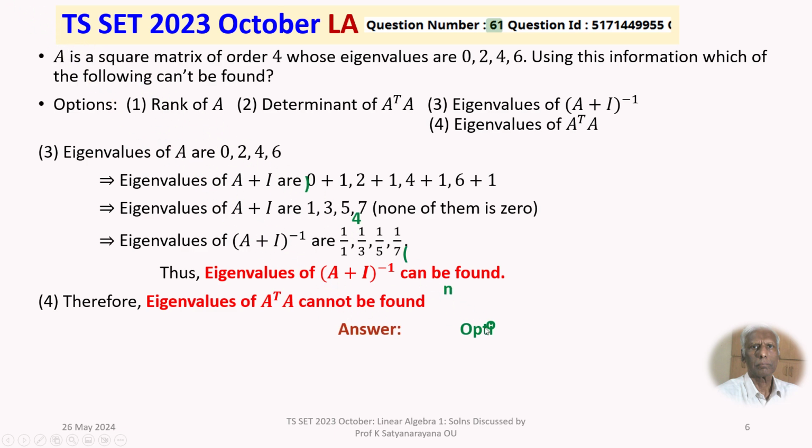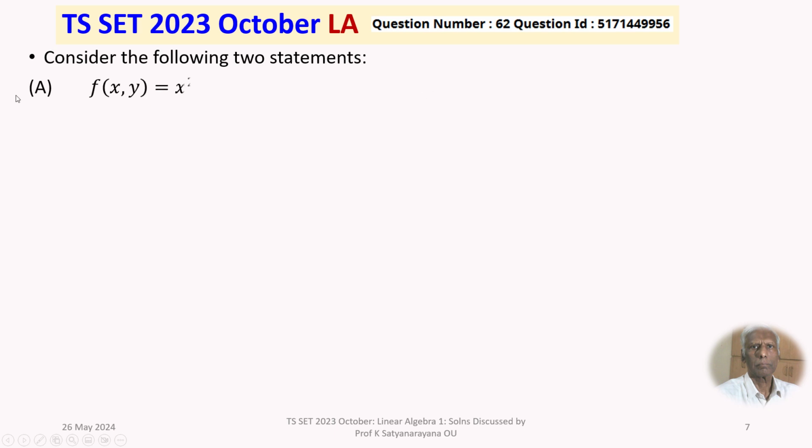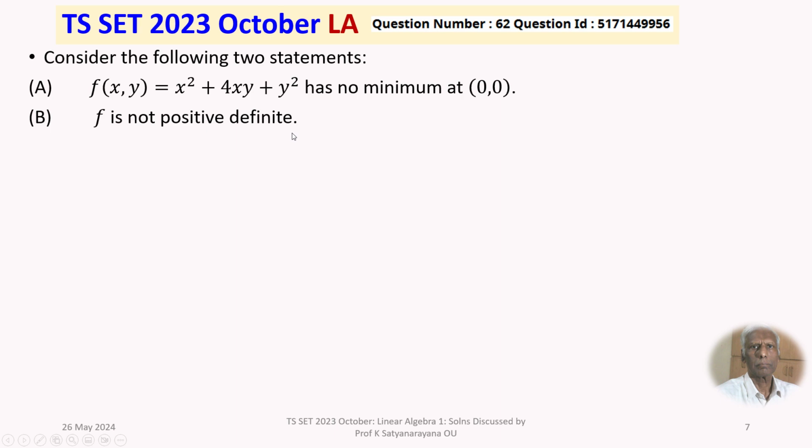So the answer to this question is option 4, and that is the detailed discussion of the solution of this problem. Now let's move to the next question, question number 62. The given question is, consider the following two statements. Statement A, f of x comma y is equal to x square plus 4xy plus y square has no minimum at the point 0, 0. Statement B, f is not positive definite.